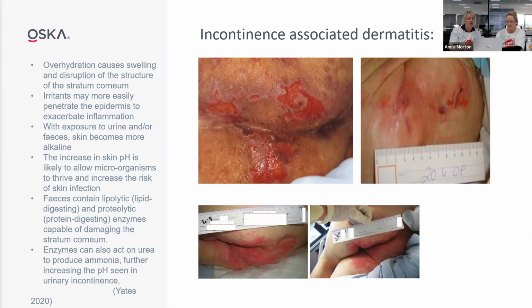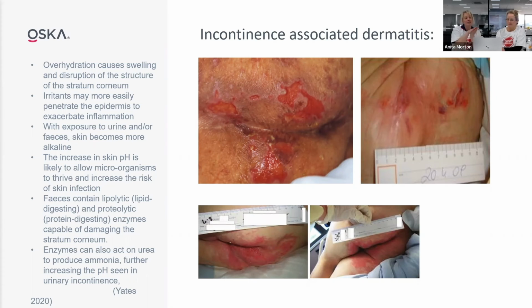for our patients. The one thing with incontinence-associated dermatitis is that when you look at it, it will be much more spread out. Pressure damage tends to be more localized, and the skin often looks quite shiny as well because of the moisture that's present.